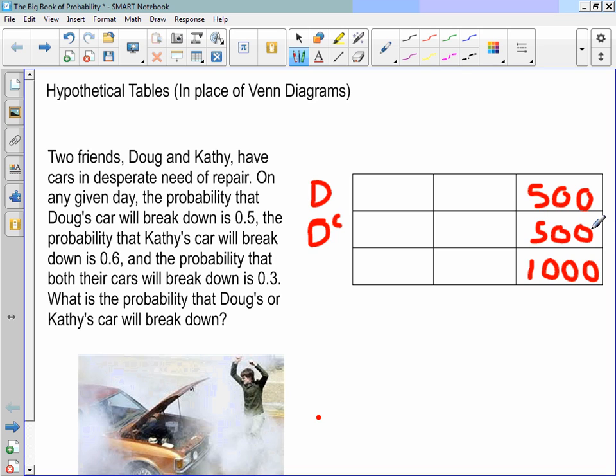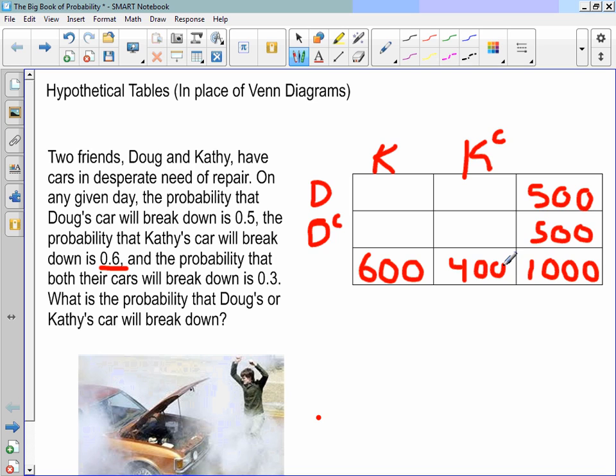Then we're going to go to Kathy's car. All right, now this is going to be the event that Kathy's car breaks down. So Kathy's car breaks down 60%, right? So I'm going to say out of 1,000 days, it would break down 600 times. So that means the event that Kathy's car would not break down, okay, would be 400. You guys with me so far? Filling out this table works out pretty slick, right?